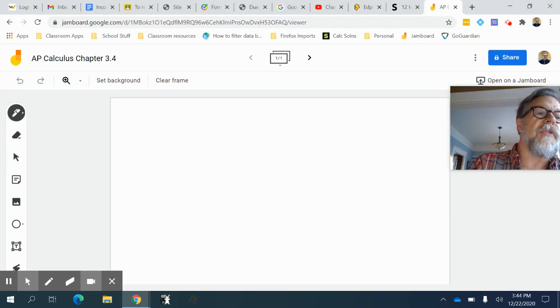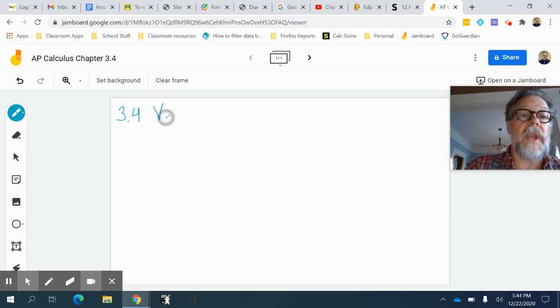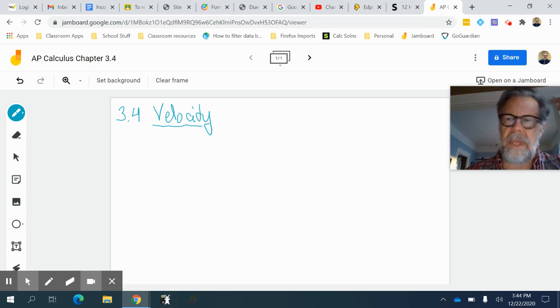Chapter 3.4 is really focused on applications of differentials. We're going to talk quite a bit about velocity as a rate of change, and we'll get into more details in just a minute. But if you think about velocity, it's how fast you're going, and how fast you're going is a rate of change. So there's a couple of definitions we need to remember.